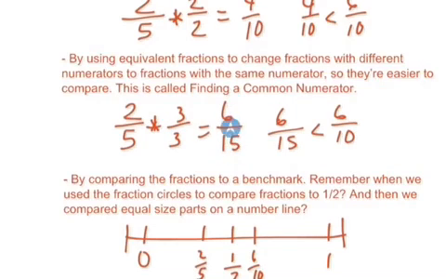So 6/15, these parts are going to be much smaller than the tenths, right? So I know if I have the same numerator, the fraction with the smaller parts is going to be less than the one with the bigger parts. So this has more parts, which means they're all smaller, right? And this has bigger parts. Okay, so this is less than.